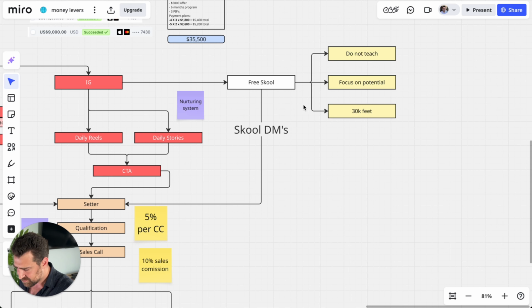Okay, so basically, if you have a free school, do not teach anything. You have to focus on potential. Basically, you need to talk about how Airbnb changed your life, how you managed to retire yourself, retire your parents, how you don't have a boss anymore.